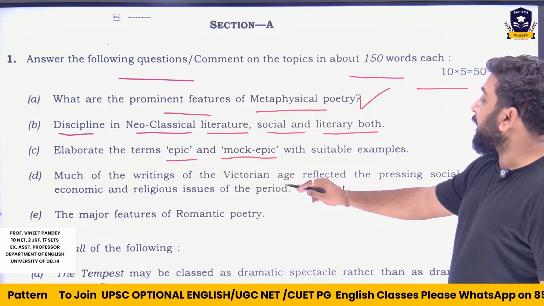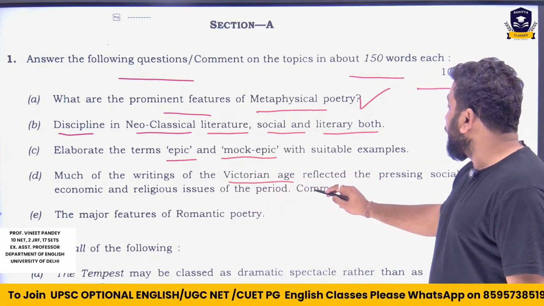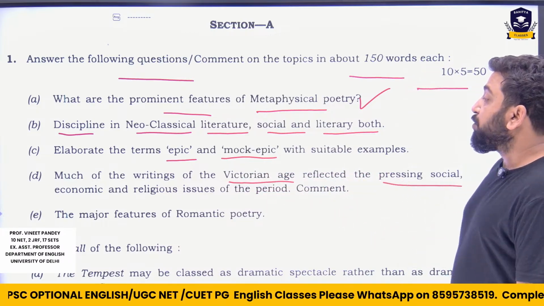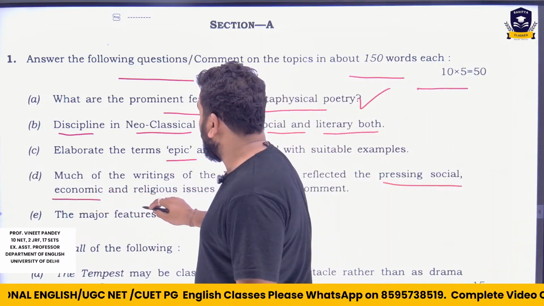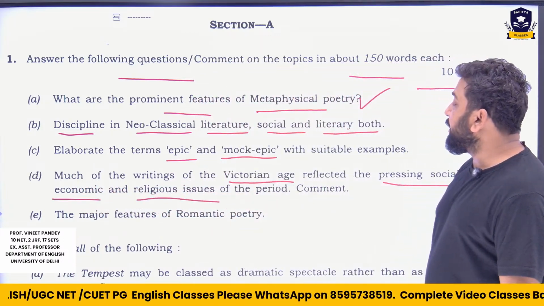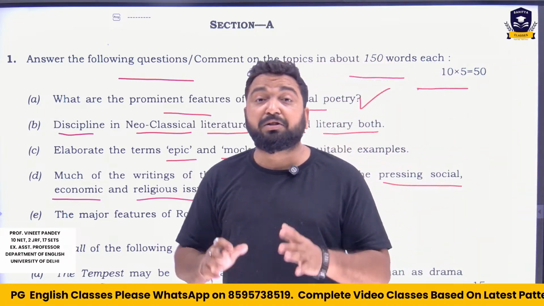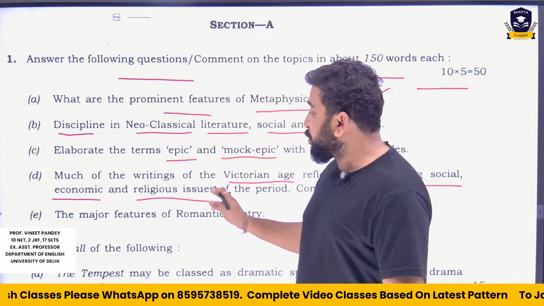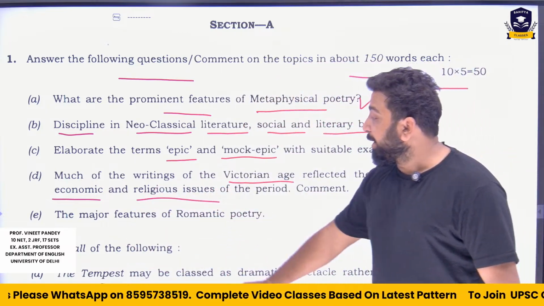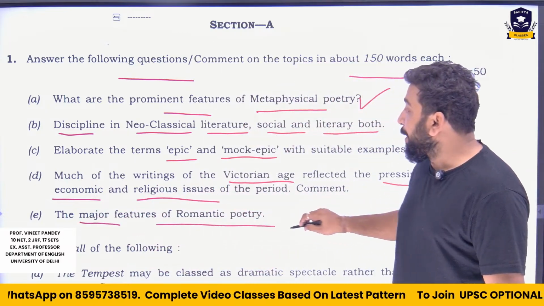Then, much of the writings of the Victorian age reflected the pressing social, economic and religious issues. Here they are simply saying that we have to talk about the Victorian age, about the social, economic and religious issues of the Victorian age in this question. Then they say the major features of romantic poetry.